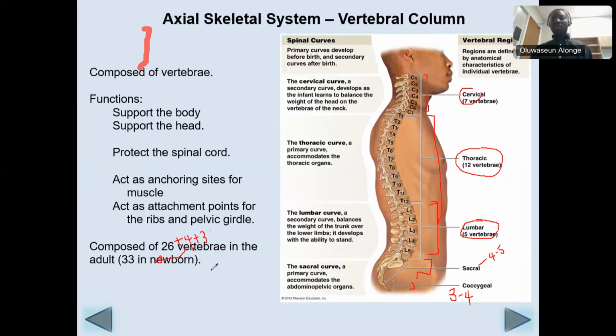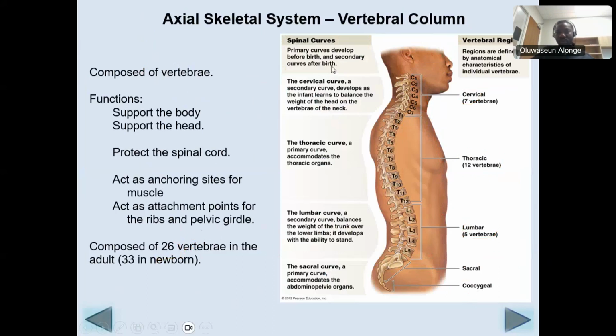All right. Now, looking at this, you see that there are curves here. So the cervical are the bones around the neck. And the first cervical is called the atlas because it is different from other cervical bones. And the second cervical is called the axis.